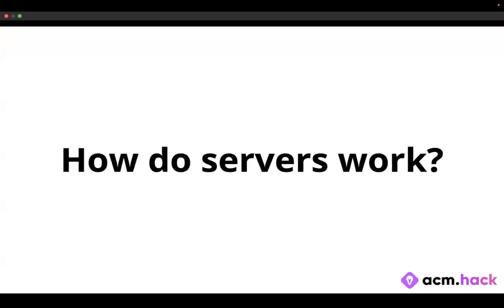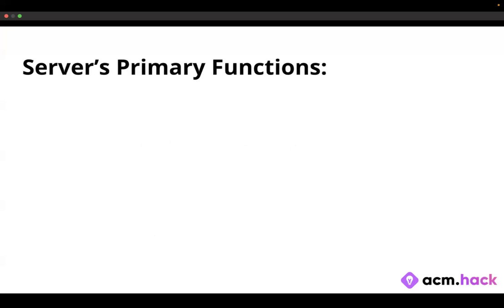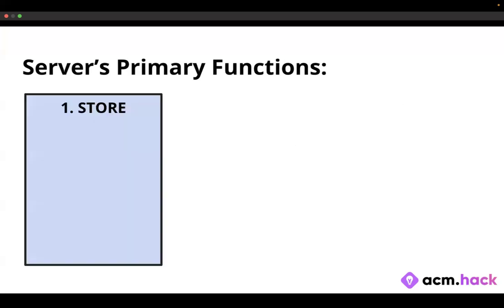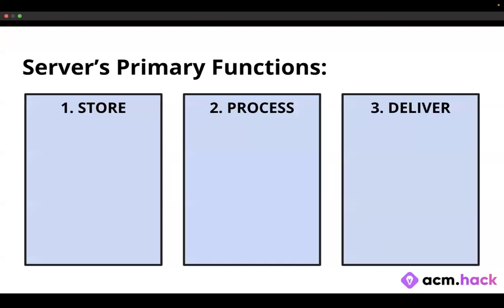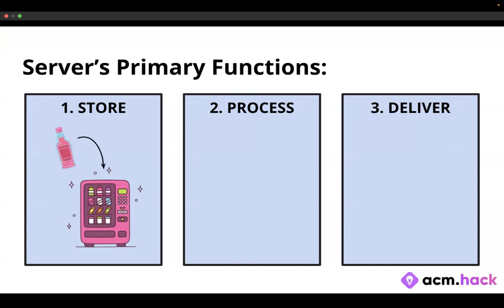So now that we know what servers are generally, let's talk about how they work. The server has three primary functions for our purposes: store, process, and deliver. Going back to our vending machine analogy, let's say that this vending machine is our server. You can store data in it. For example, let's take this soda can as our data. Once you have a server, you can store information there.